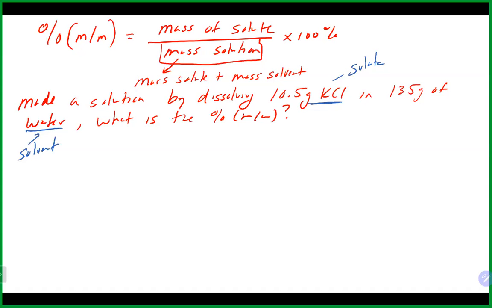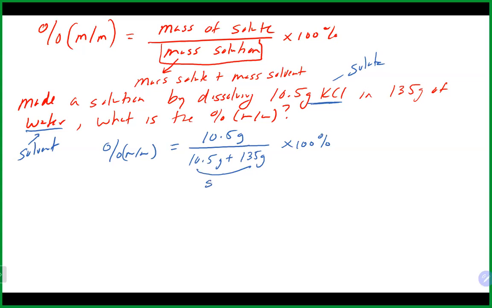So if we were to calculate the percent by mass of this solution, it would be the mass of the solute, which is the 10.5 grams, divided by the mass of the solution. Here we would want to take 10.5 grams plus the 135 grams and times it by 100%. This is going to give us the actual solution, both the solute and the solvent together. Again, if you divide by just the 135, you're dividing by just the solvent, and you will not get the right answer. So again, it's very common in these type of problems that they're separate from each other.